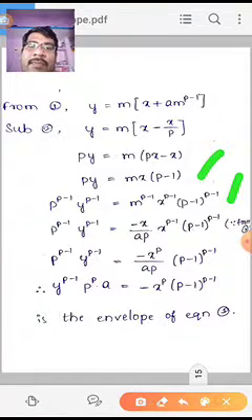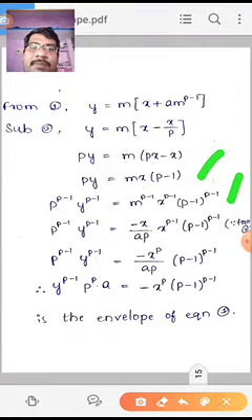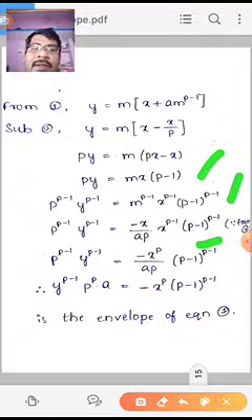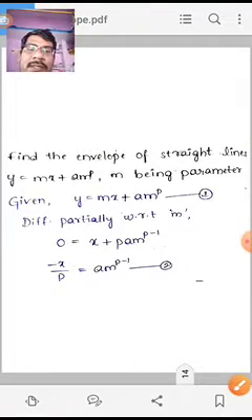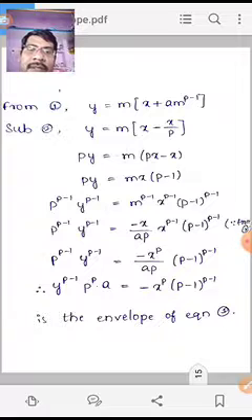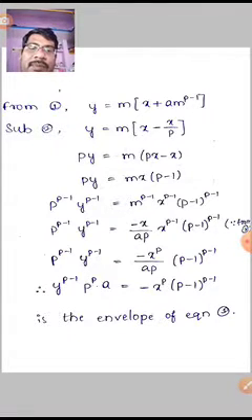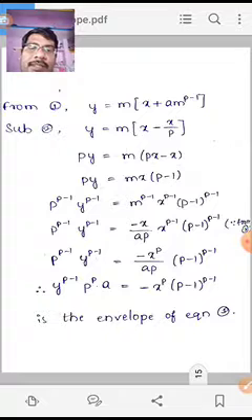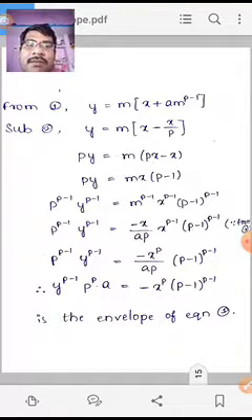Here y^(p-1) p^(p-1)... minus x by ap, x^(p-1), all to the power of p minus 1. From equation 2, a m^(p-1) is equal to minus x by p. Substituting here and simplifying, y^(p-1) p^p a is equal to minus x^p times (p minus 1)^(p-1). In this one there is no m. This is the required envelope of equation 1.